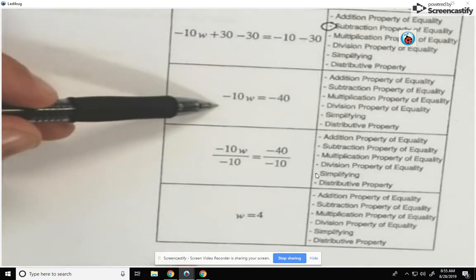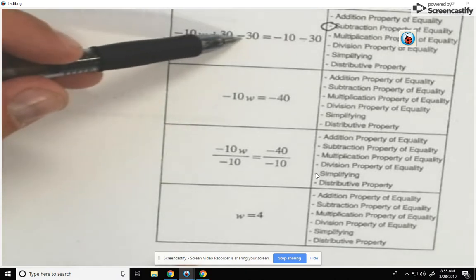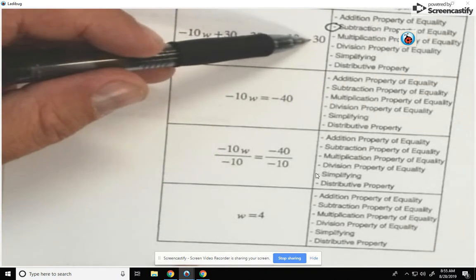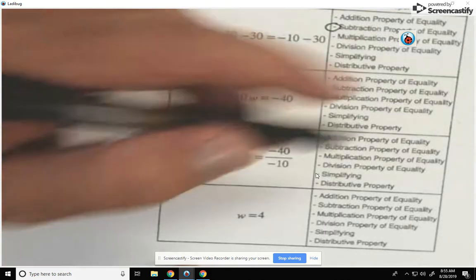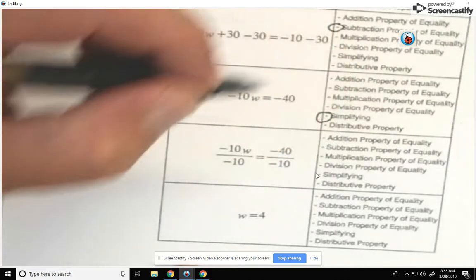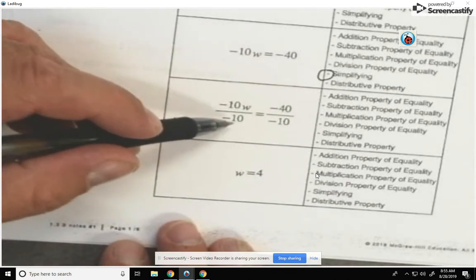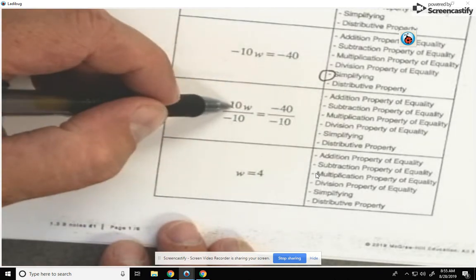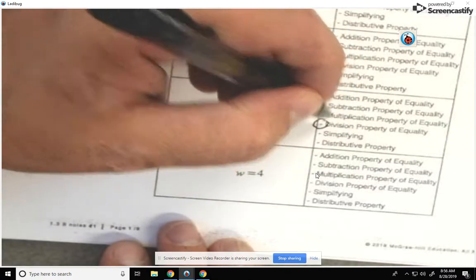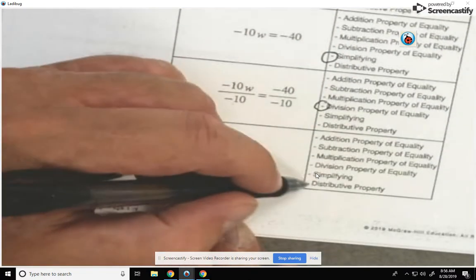From here to here, all they did is figure out what negative 10 minus 30 was and so forth. So this is simplifying. Here, they divided each piece by the 10 that was on the W, so this is the division property. And finally, they simplified again.